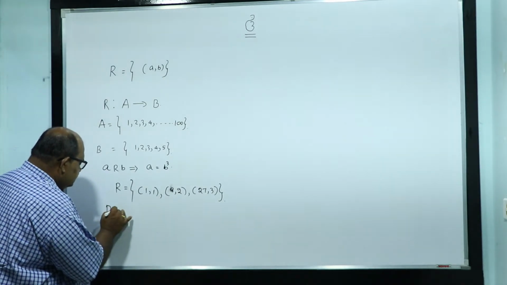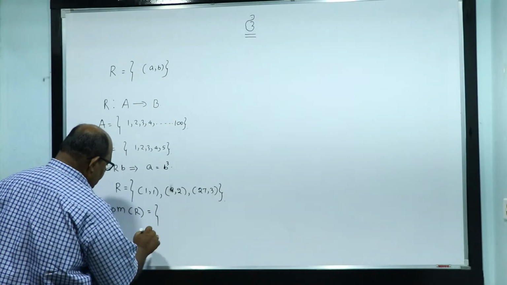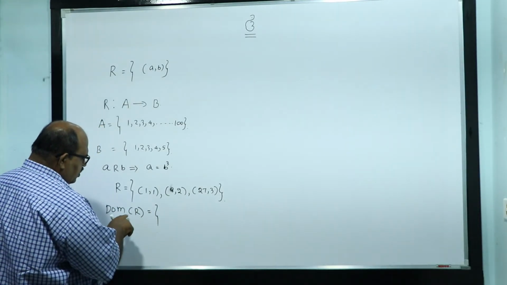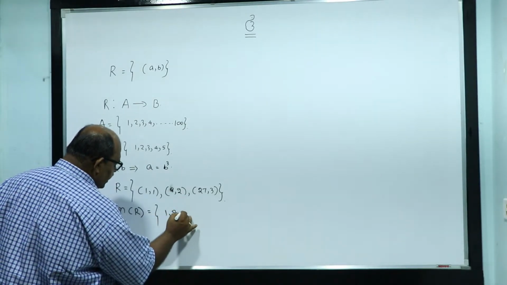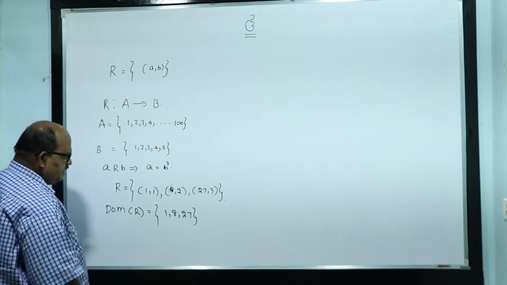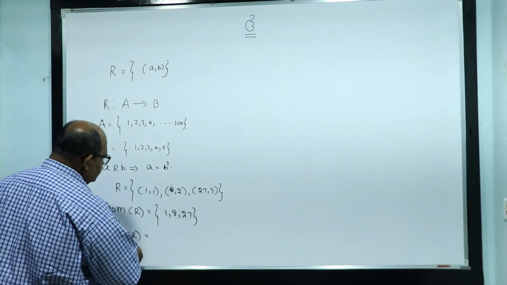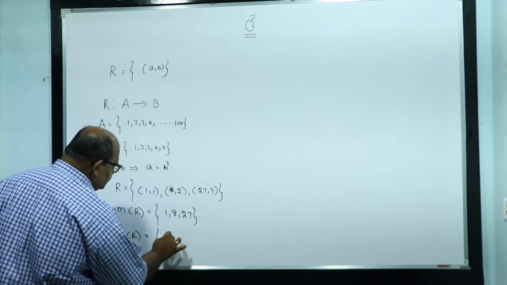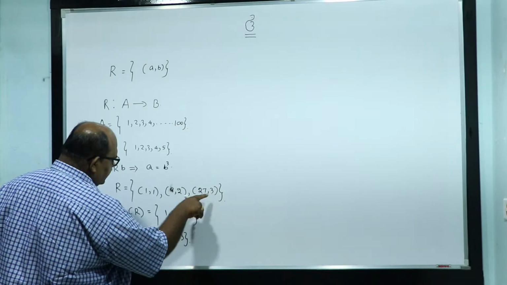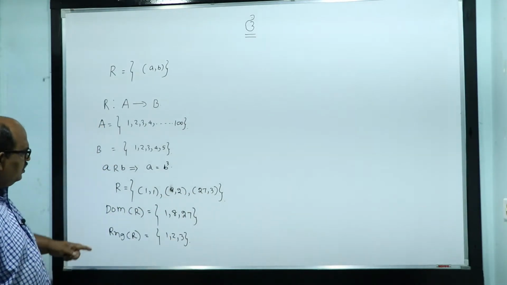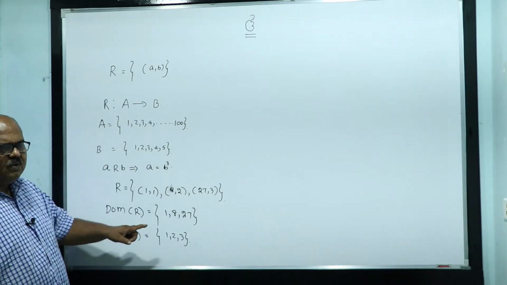Now the domain of this relation, represented by R, is given as 1, 8, 27. The definition of domain explains that domain is the set of first constituents of all order pairs, that is 1, 8, 27. This is the domain set. Similarly, range is represented this way. What is range? Range is the elements present in the second constituents of the order pairs, 1, 2, 3. So for this relation we get domain is 1, 8, 27 and range is equal to 1, 2, 3.